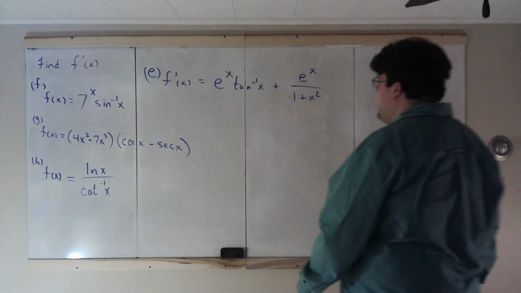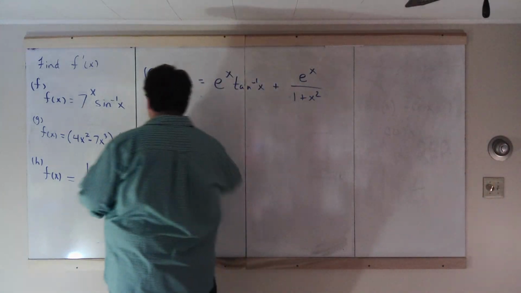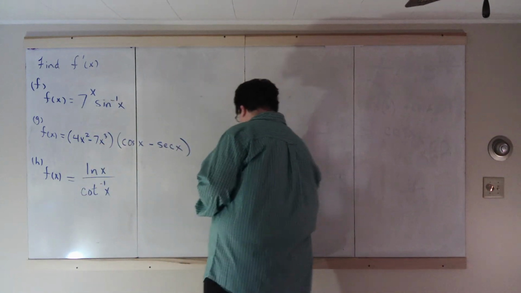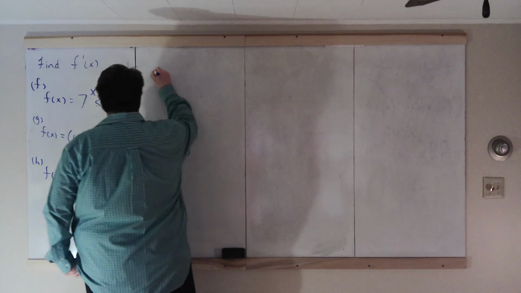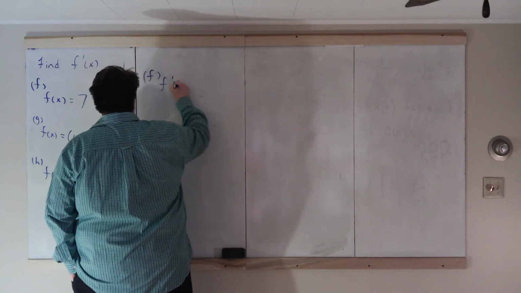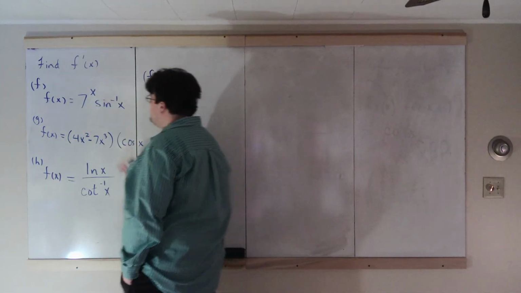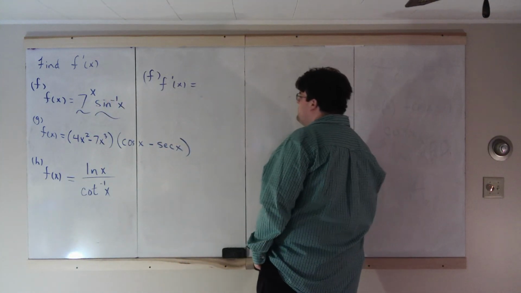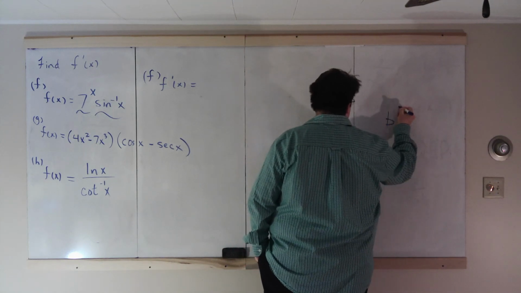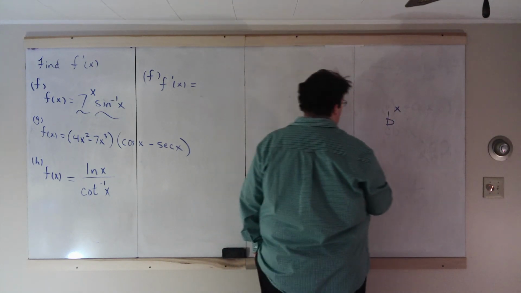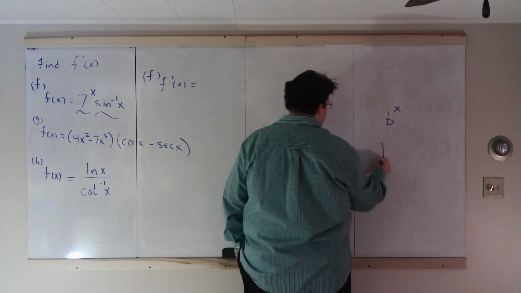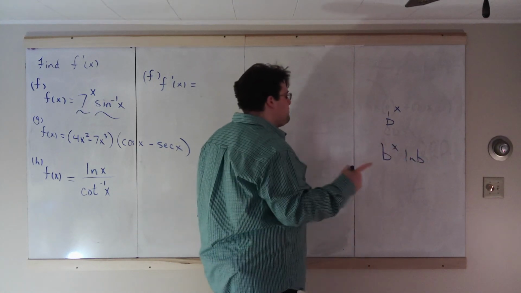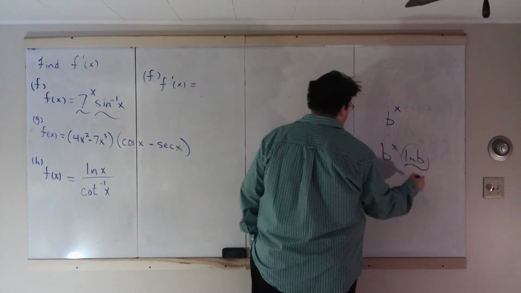So for parts F and G, we have some more product rules. Let's do part F first, because that's first. Well, we have a product rule of 7 to the x times the inverse sine of x. Well, what's the derivative of 7 to the x? Page 2, rule probably 3, says the derivative of b to the x is b to the x log b. The exponential is set up so that that would simplify to 1.